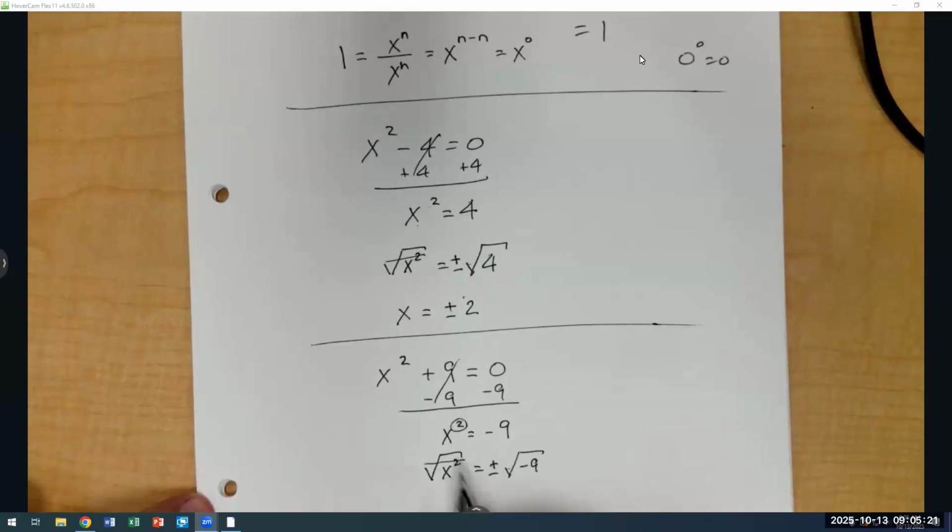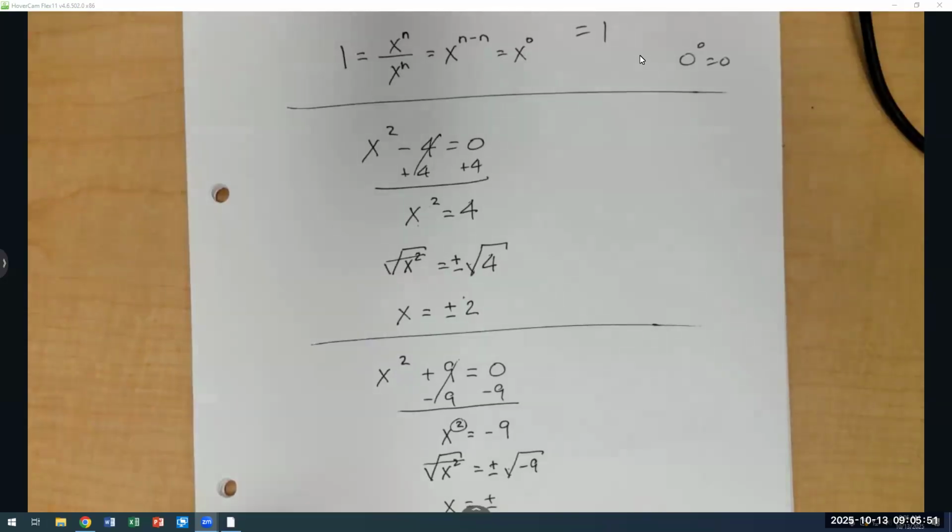So the square and the x squared cancel. So we have x equals plus or minus, what's the square root of negative 9? No, because 3 times 3 does not equal negative 9. Is it negative 3? No, because negative 3 times negative 3 is positive 9. Now we have a problem. Houston, we have a problem.